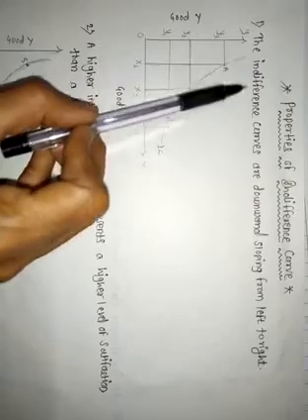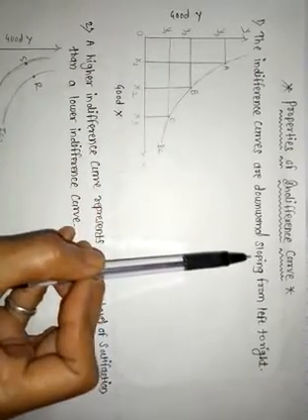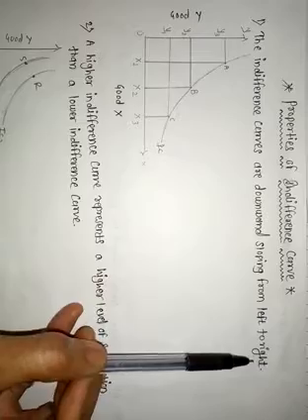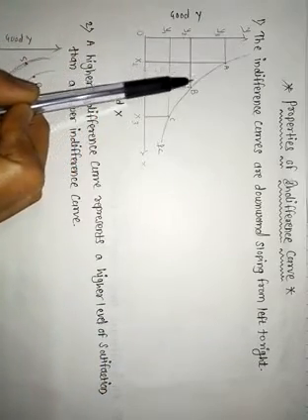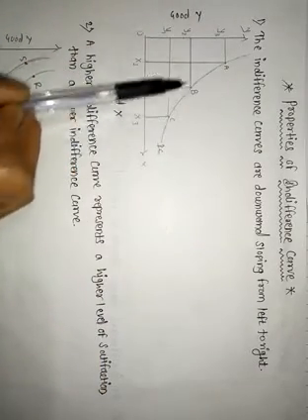First one, the indifference curves are downward sloping from left to right. See here, an indifference curve downward sloping from left to right means an indifference curve has a negative slope. The reason behind this is, if the consumer has to stay at the same level of satisfaction, the quantity of one commodity must be decreased when the quantity of the other commodity increases.